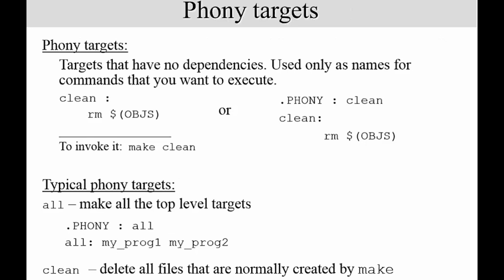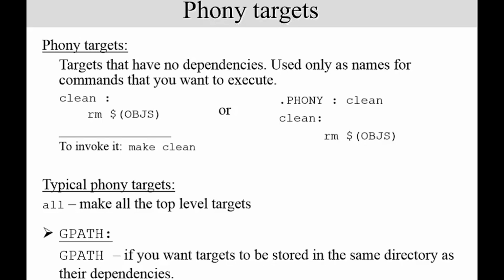And then the typical phony targets basically are to make all the top level targets. So we'll call it phony all, and then all is all the targets. So if you do a make all, it runs basically everything and then sees whether everything is okay. And then the other phony target is clean, which deletes all the files that are normally created by make, and then print, which prints a listing of the source files that have changed.